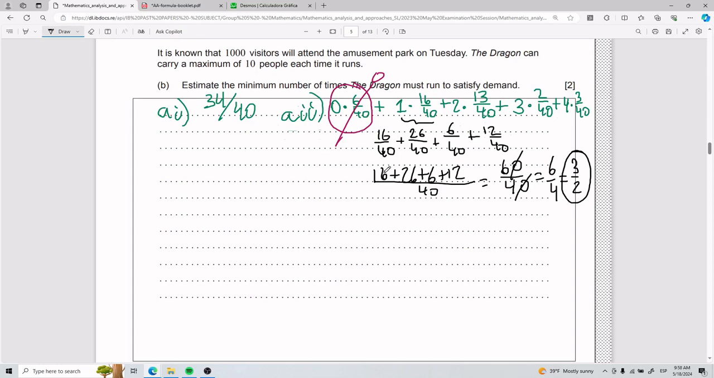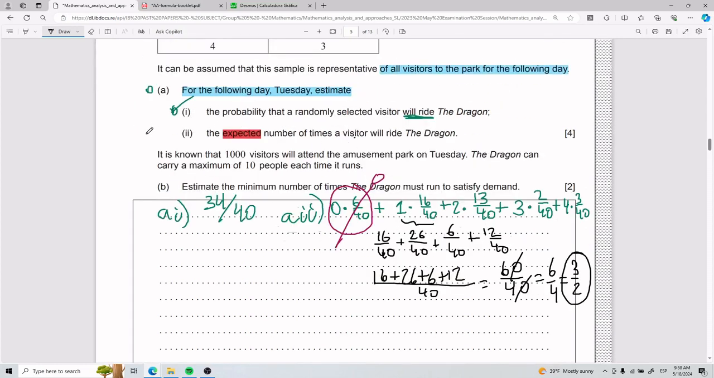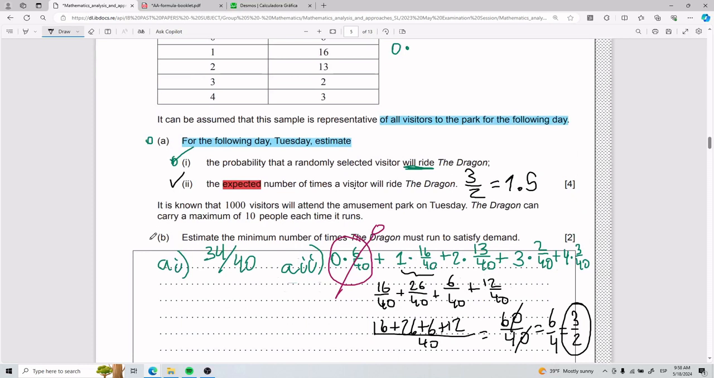So for part A, double I, the expected number of times a visitor will ride the dragon is 3 over 2. If you want to get fancy, this is the same as 1.5. I'll leave it as a fraction because we're working with fractions. Then they tell us that it is known that 1,000 visitors will attend the amusement park on a Tuesday, and the dragon can carry a maximum of 10 people each time it runs. And so we need to estimate the minimum number of times the dragon must run to satisfy the demand.